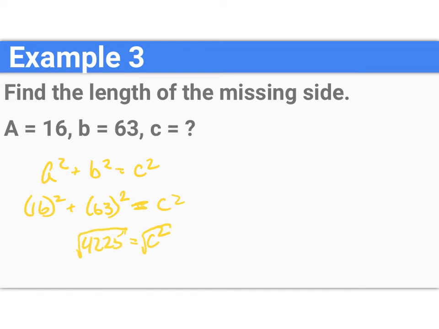The square root of c squared is c, and then we take the square root of 4225, and we get 65. 65 units is the length of the missing side.